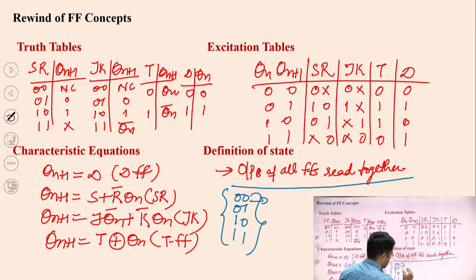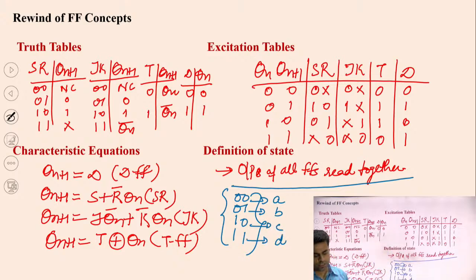These states can be easily referred to by alphabets only. So if this is 00, I can say it is state A, this is state B, this is state C, this is state D. So these are the different states.